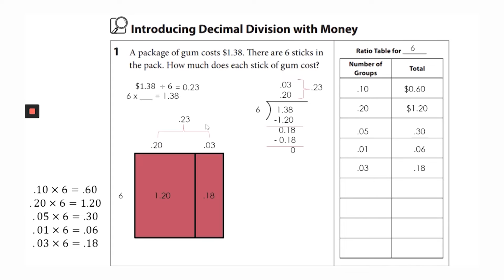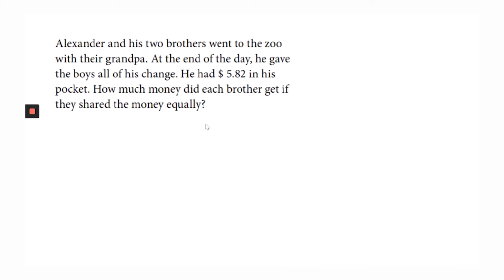Nice work. Next problem. Alexander and his 2 brothers went to the zoo with their grandpa. At the end of the day, he gave the boys all of his change. He had $5.82 in his pocket. How much money did each brother get if they shared the money equally? So again, write an expression to match this problem, and then give me an estimate. If you have someone with you, talk through how you found your estimate. Go ahead.